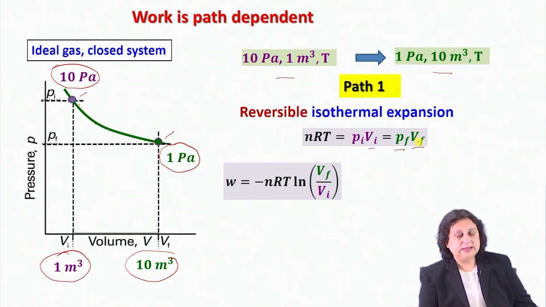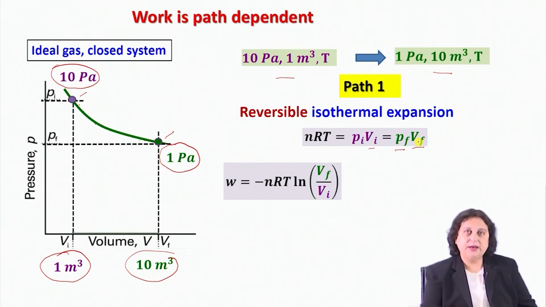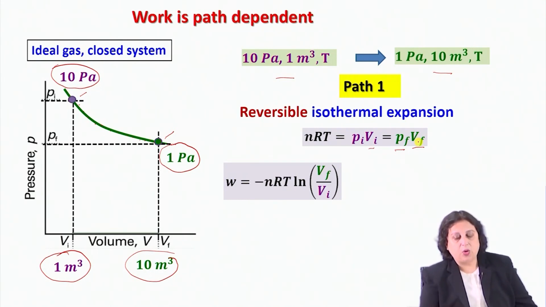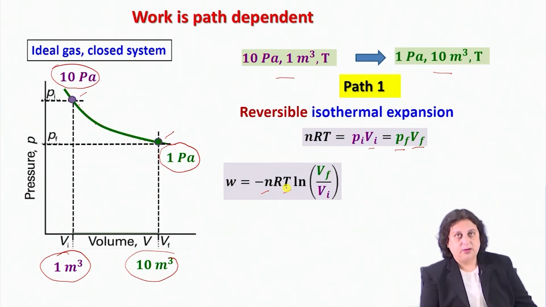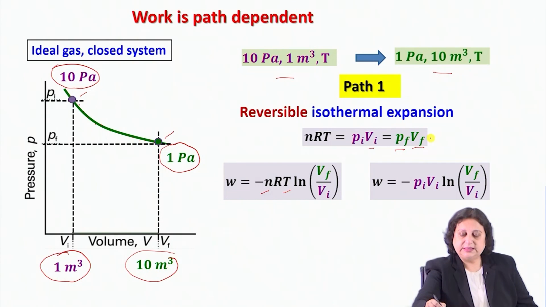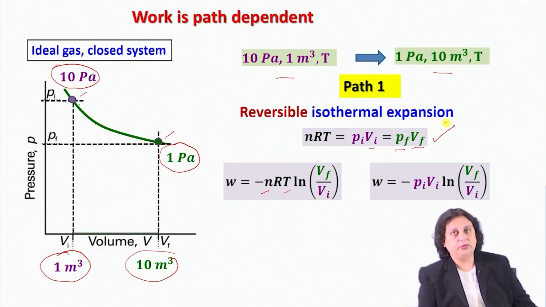Now I can very easily use the results that I have obtained in the first part of my lecture and write down that the work done can be evaluated using this expression. But do I have all the information that I require to evaluate these quantities? I understand that I haven't given you the value of n or T, but obviously I can use this expression and write down W as minus PiVi into ln of Vf/Vi.